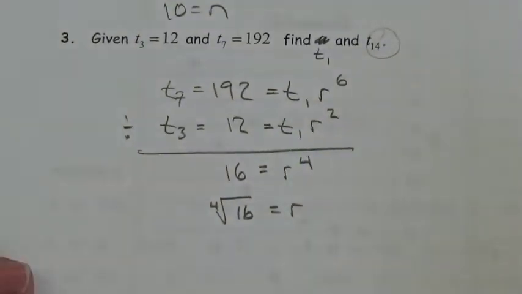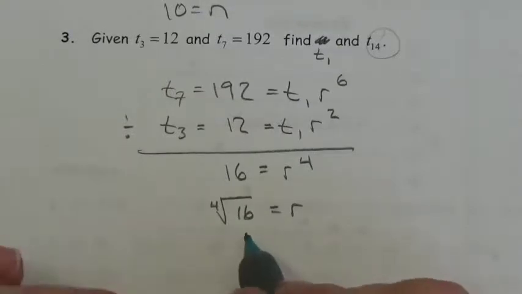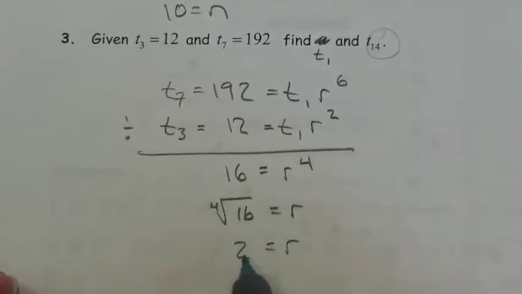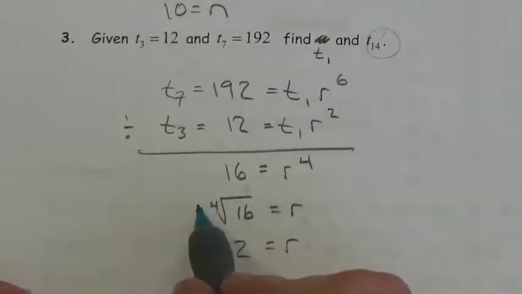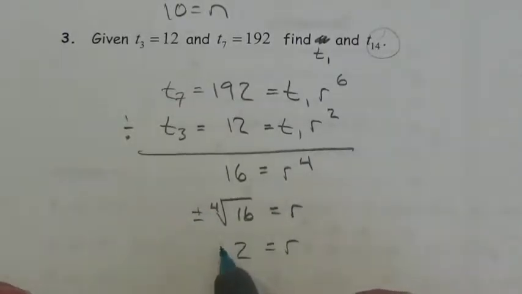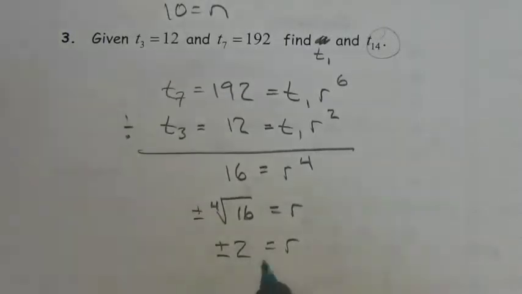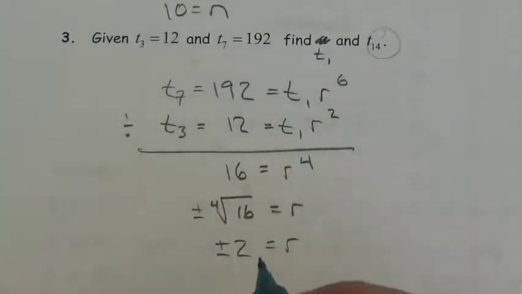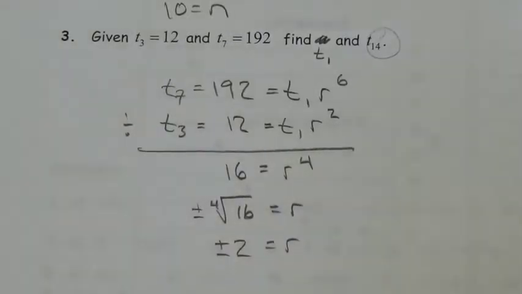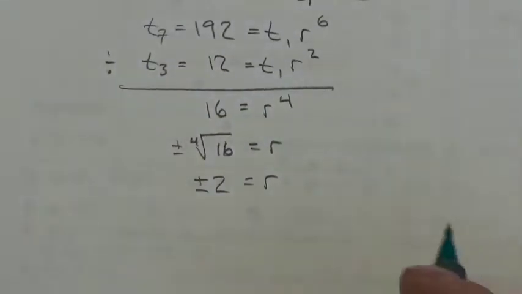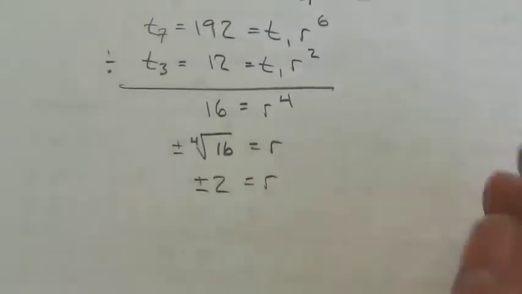But if I write it like this, I have missed something significant here. Because the fourth root of 16 isn't just 2, which is what this looks like. This could be positive or negative 2. If I take the negative 2 and raise it to the fourth power, I will get positive 16. So both positive and negative 2 actually work here, and I'm going to have to consider both of those. So r is either positive or negative 2.